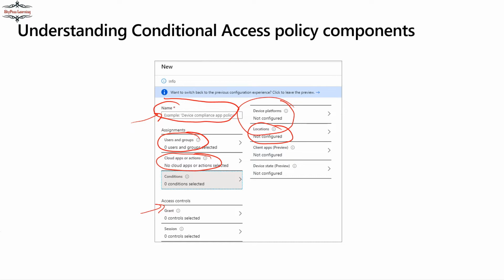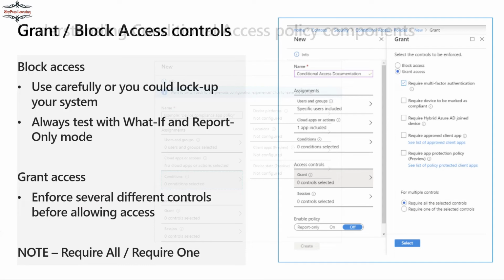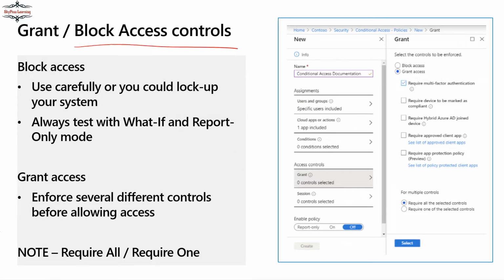Whereas in the session control section, you can also control the access to cloud apps by implementing requirements such as enforcement of application conditional access app control. All these types of conditions you can place with the help of the session control section. These are the primary components, whereas the grant and block access control is the most important part, which we can see over here.